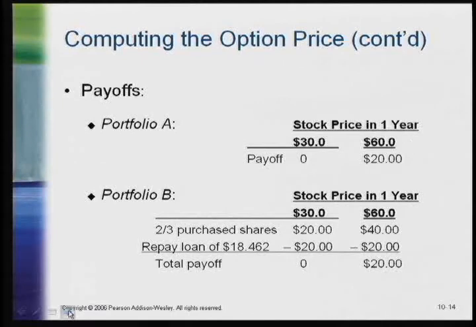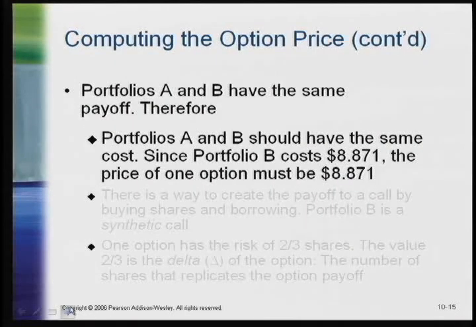Now, if we go to maturity, we'll observe that, in fact, the payoff in both states are the same. If the stock price is 30, both portfolios have a value of 0. If the stock price is 60, both portfolios have a value of 20. So once again, we're in that situation where we have two portfolios that have the same value at a maturity point. Consequently, they must have the same value at time 0. Since we know portfolio B cost $8.87, $8.87 must be the price of the option.